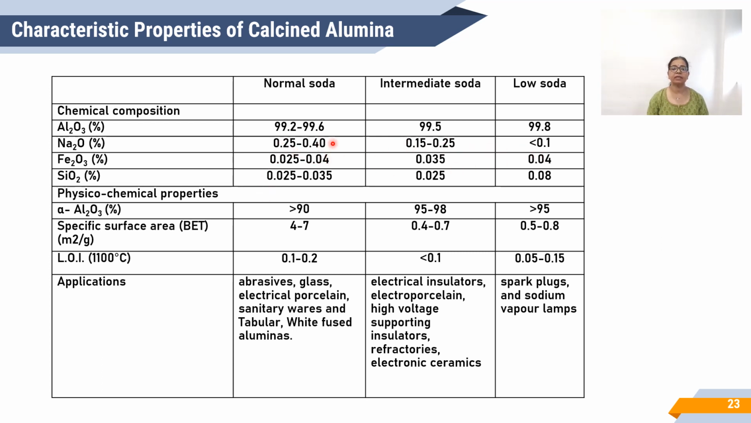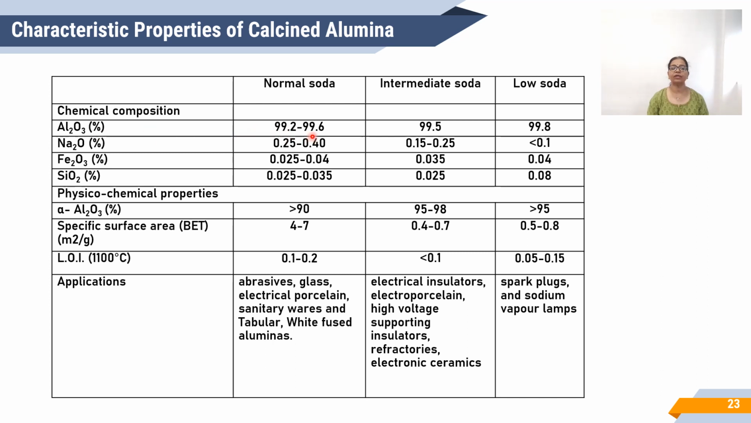This range of normal soda can be used in abrasives, in glass, electrical porcelain, sanitary ware, and tabular and white fused alumina manufacturing. While intermediate soda is used in special applications of electrical insulators, electroporcelain, high voltage supporting insulators, refractories and electronic ceramics. While the low soda is used in spark plugs and sodium vapor lamps. Here we can see the other properties.